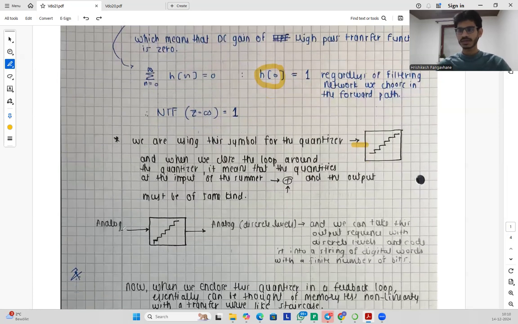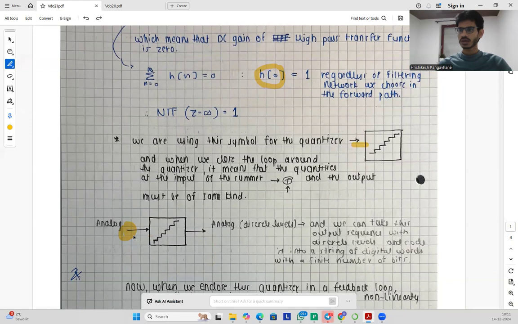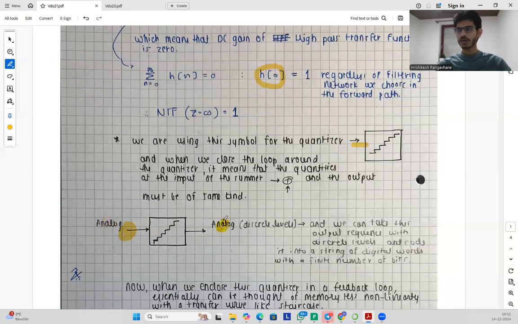What I mean by this statement is, this is the quantizer, right? So if the input is analog, then the output should also be of the same kind, which is also analog, but at the output we have discretized levels, and we can take this output sequence with discrete levels and code it into a string of digital words with a finite number of bits. But what I want to mention over here is that because we are using this quantizer in a loop, if the input is analog, then the output must be of the same kind. So that's what is important over here.